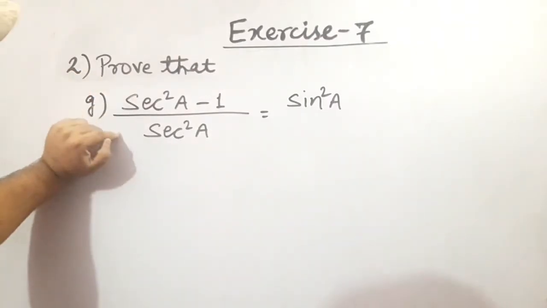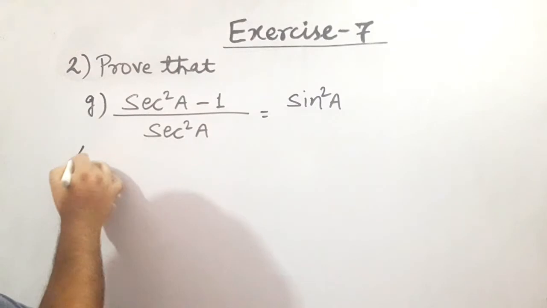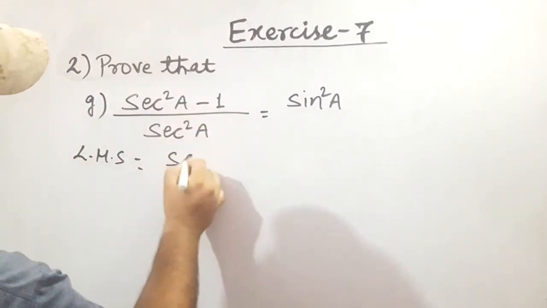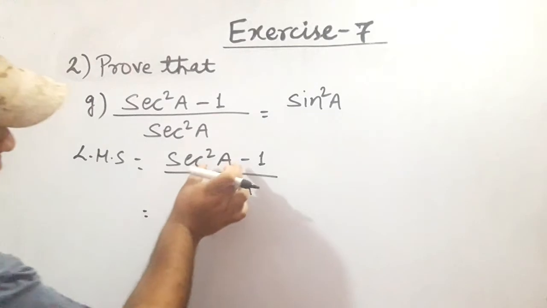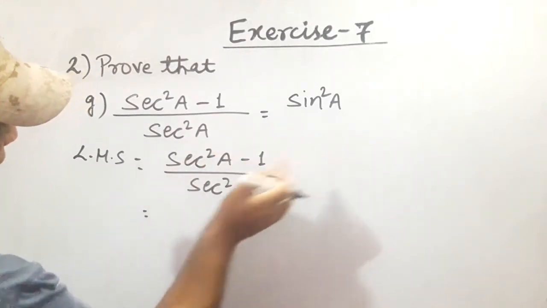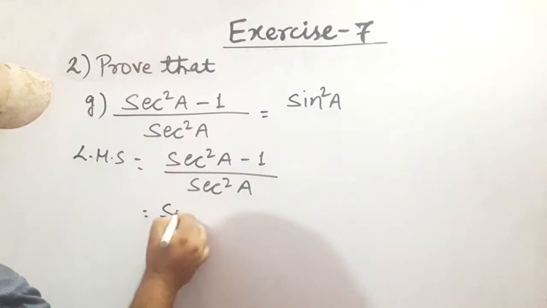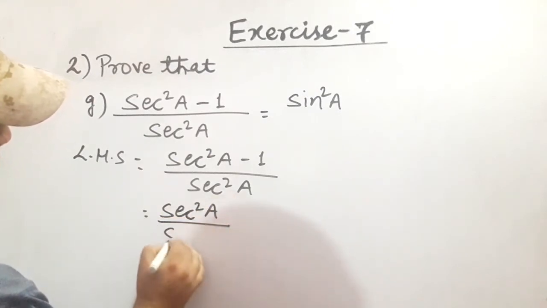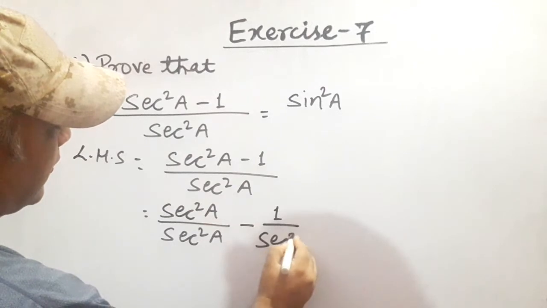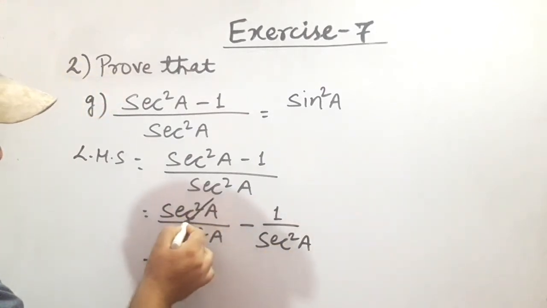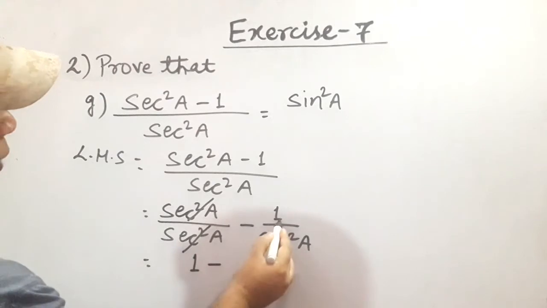Sec square A minus 1 by sec square A equals sin square A. We can do this in two ways. Let's do it by the first process. We have the left hand side, sec square A minus 1 by sec square A. Let's separate these two terms, sec square A and minus 1. Both terms take sec square A in the denominator. So sec square A by sec square A minus 1 by sec square A. Sec square in the numerator and sec square in the denominator get cancelled. The result is 1 minus 1 by sec square A.